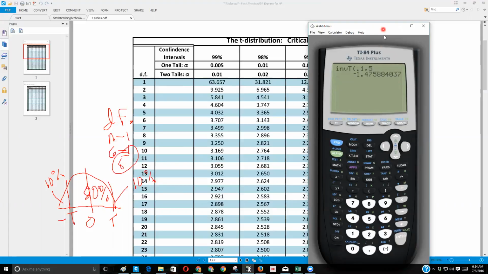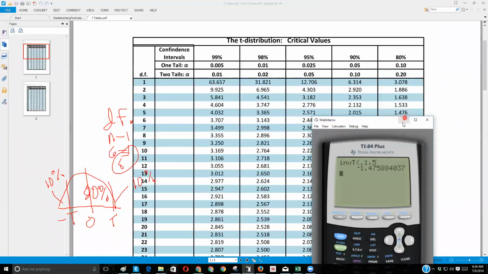Well, let's see how that compares to the table. The table said 1.476, so it rounds to that. And plus or minus, right? The way my OpenMath was asking you that, it had plus or minus. So it's just looking for the t-score. So I hope that helps you answer this question.